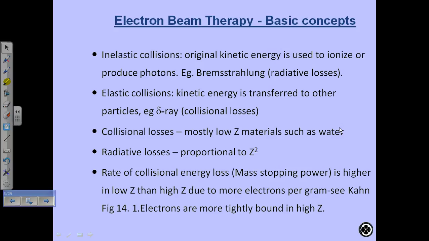It seems counterintuitive, but for the collisional energy losses, low Z materials actually absorb more electrons than high Z materials, because there are more electrons per gram. Remember that factor, electrons per gram. You can look up the number of electrons per gram in the back of Khan or in the back of Johns and Cunningham for the different materials. As Z goes higher, the electrons per gram drops. Another factor to consider is electrons are more tightly bound in high Z materials, so they require more energy to be ejected.